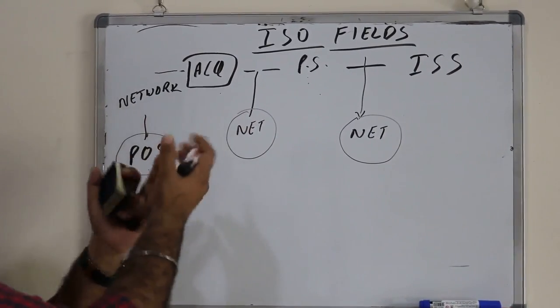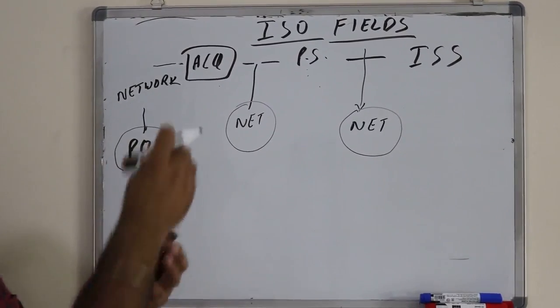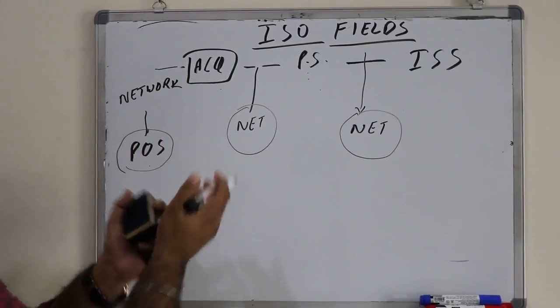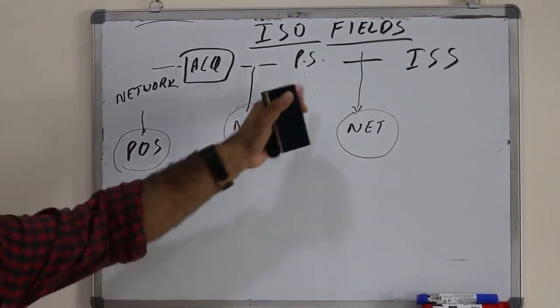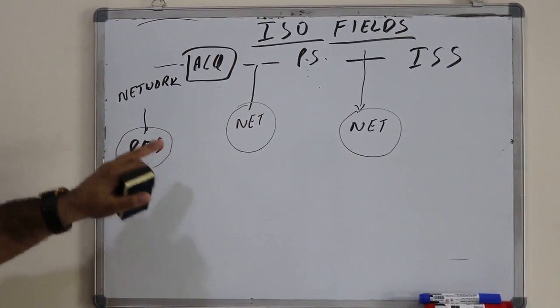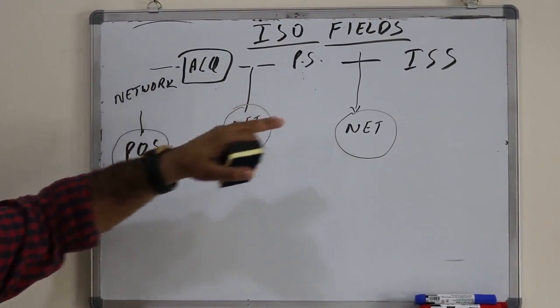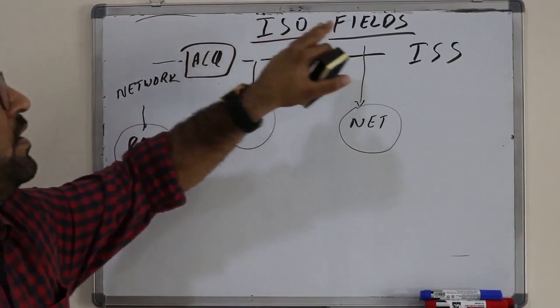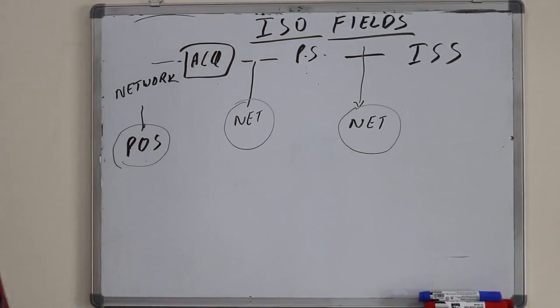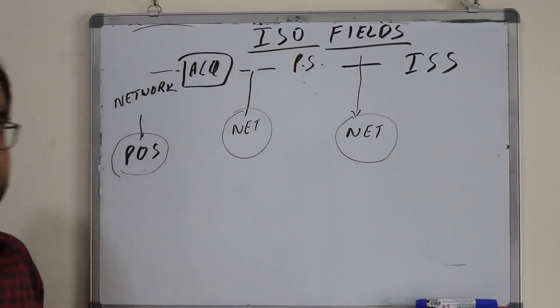The acquirer will also apply their own logic, modify a few of the fields, add, update, whatever. They will also do their part and send it to the payment scheme. The payment scheme will do the same. So each entity, when sending the message to the next level, is using a standard field format from the International Organization for Standardization.